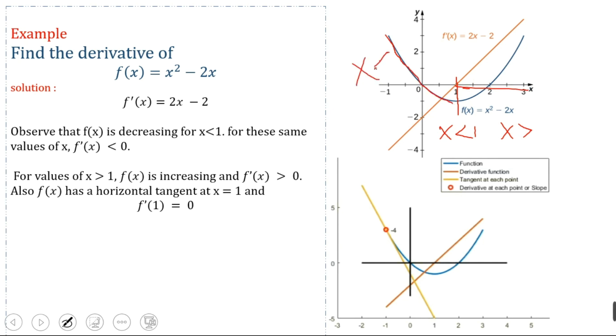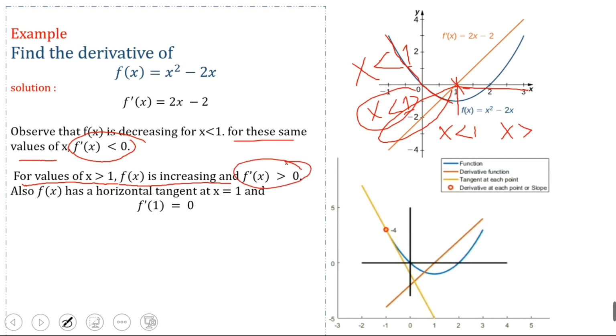x less than 1, and for these same values of x, the derivative of the function is also negative. We can see that the derivative of the function for x less than 1 is negative. And for x greater than 1, the function f of x is increasing and the derivative of the function is positive. Here we can see that for x greater than 1 the function is increasing, and the derivative of the function is positive for x greater than 1.